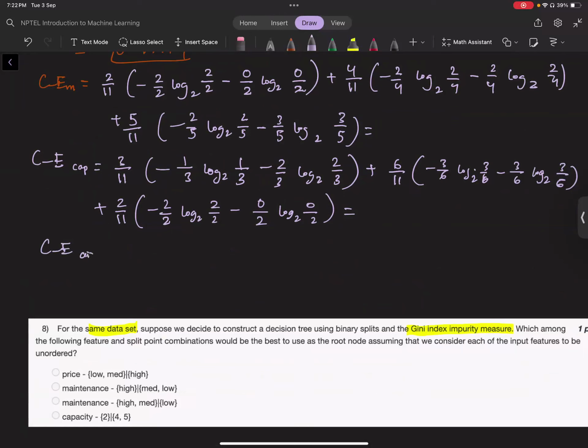And the final one, the cross entropy of airbag, is 5 by 11 times minus 3 by 5 log 2 3 by 5, minus 2 by 5 log 2 2 by 5, plus 6 by 11.